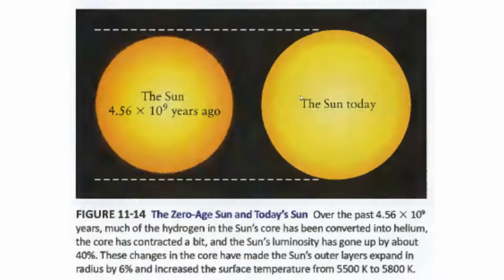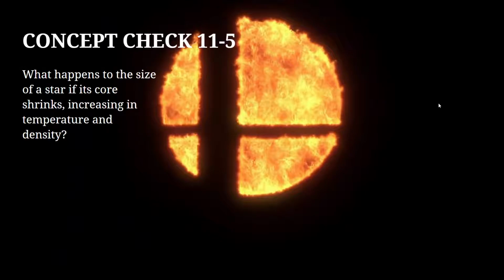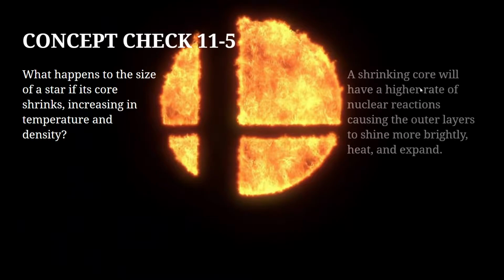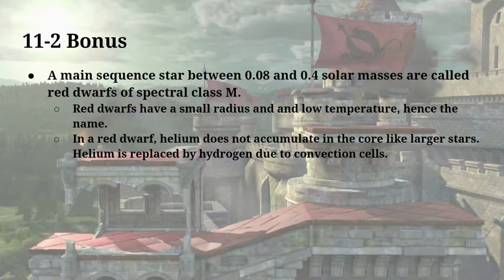Remember that thermal equilibrium and that dynamic equilibrium that we talked about in chapter 8 or something when we were talking about the sun specifically. So what happens to the size of a star if its core shrinks? We know that if the core shrinks, there's more nuclear reactions, which means the outer layers have to heat up and expand because they're getting more energy from those nuclear reactions. So as time goes on, the core shrinks, but everything else gets expanded because the core shrinking means all the nuclear reactions take place faster. Is this starting to hopefully make sense? It's like a vicious cycle.